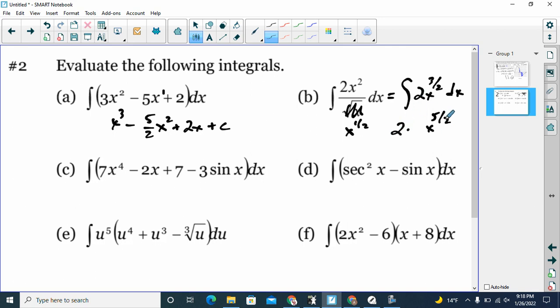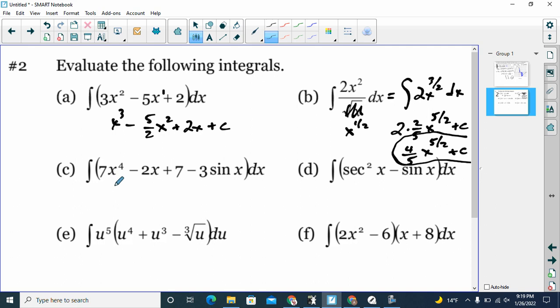There's that 2. If I divide by 5/2, that's the same as multiplying by 2 over 5. And then 2 times 2 over 5 gives me 4/5. 4/5 x to the 5/2 plus c.